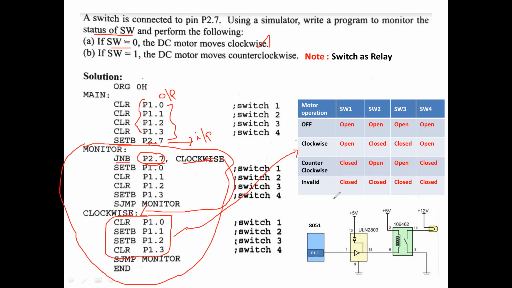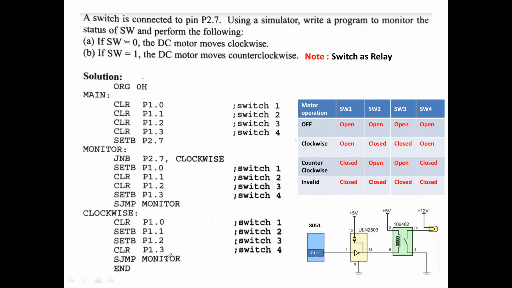What is happening? The respective switch is cleared for the clockwise direction. Clear means open. Set means closed. So if this is the condition, then it may run in the clockwise direction. Right. Then go to the monitor label and check the bit. If the bit is 1, then this condition is false and it will execute this.